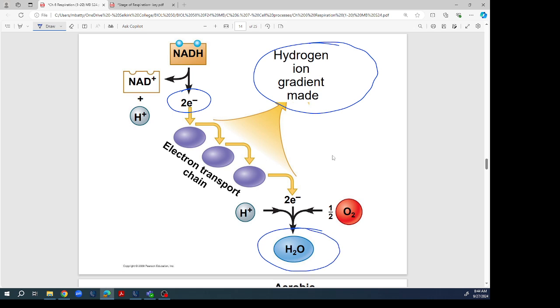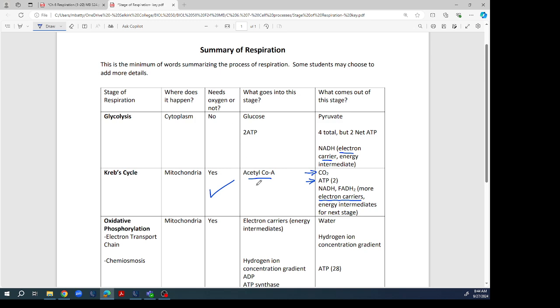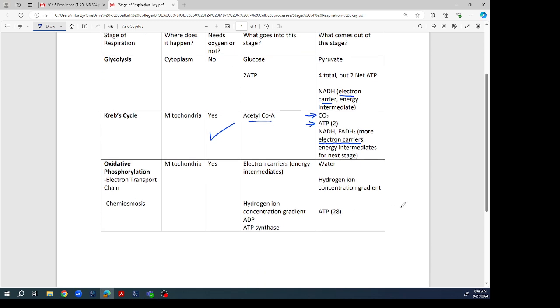Okay, if we were to go to your key stages of respiration chart, I have summarized it like this, and you can fill it out with your own take on it. This happens in the mitochondria. Yeah, it needs oxygen. Oxidative phosphorylation has two parts, and so roughly I could divide it about here.